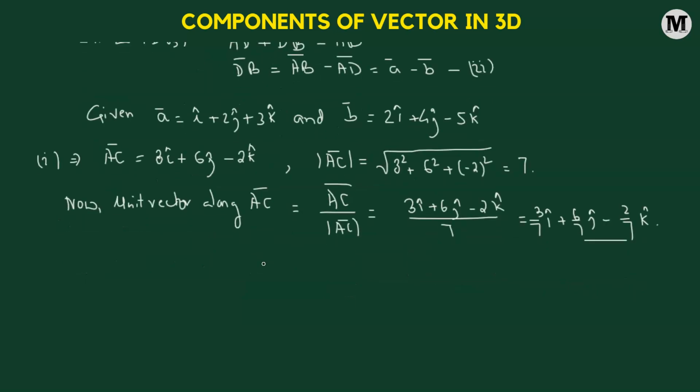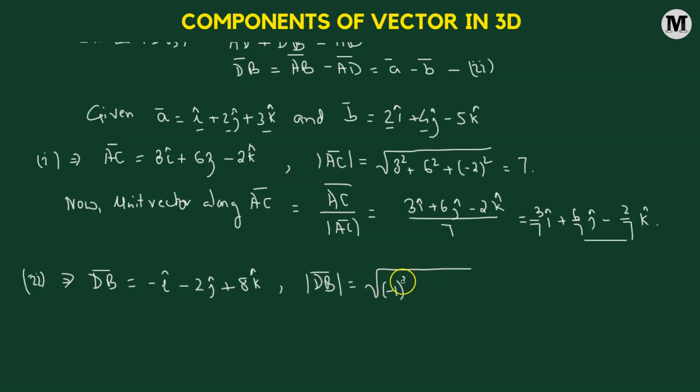Now let's go to the other diagonal. From equation number 2, we can define DB vector. So DB vector is going to be equal to a vector minus b vector. So i cap minus 2i cap, that's negative i cap. 2j cap minus 4j cap, that's negative 2j cap. Then we have 3k cap minus negative 5k cap, so that's going to give us positive 8k cap. Let's find out its magnitude as well. The magnitude of vector DB is going to be equal to the square root of negative 1 squared added to negative 2 squared plus 8 squared. So this is going to be equal to the square root of 69.